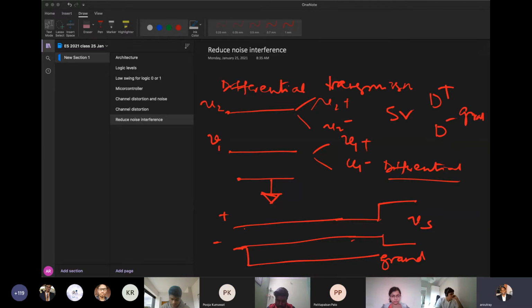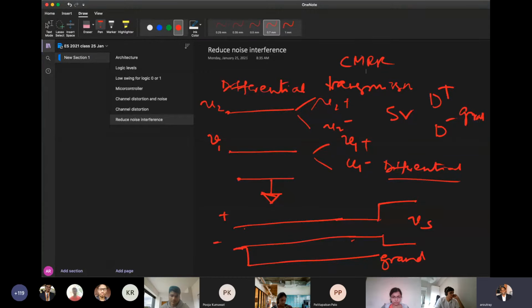So Payal Kumari, can you tell me what is the advantage of differential transmission? Sir, in differential transmission, we know that the voltage is at a plus level and at a minus level. So, sir, if any noise is interfered, what is that noise? There is something called CMRR. Do you remember CMRR? What is CMRR? Common mode rejection ratio.